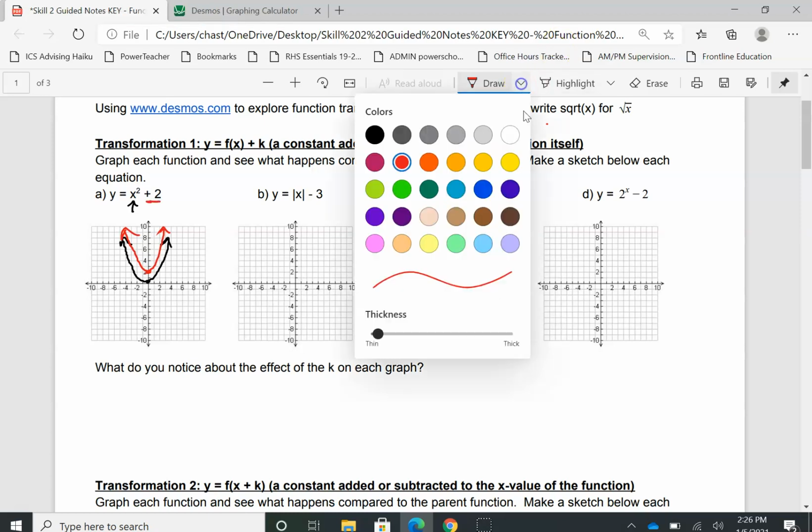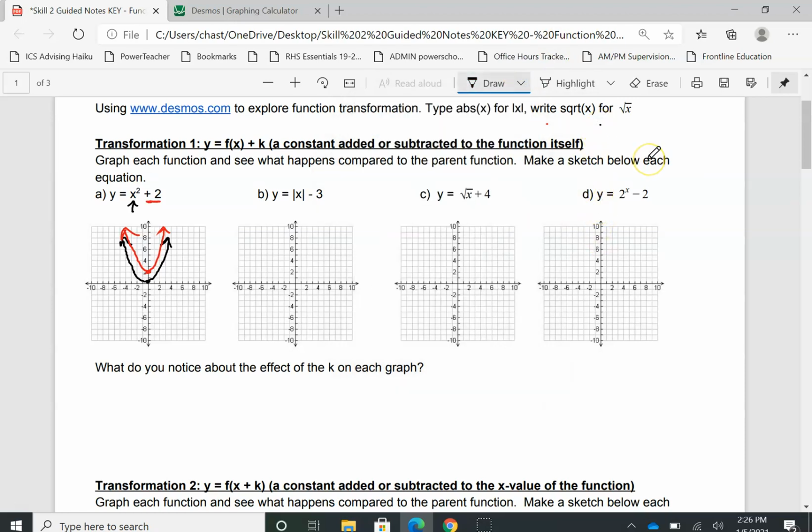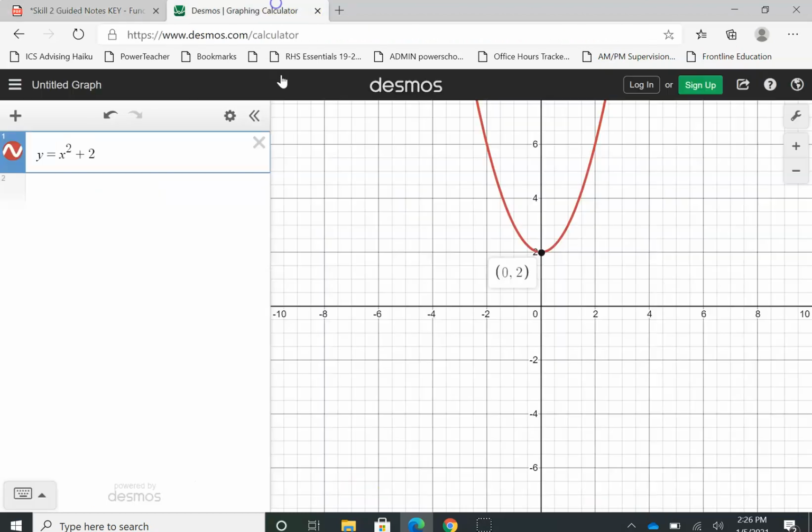Now for the next one, we have absolute value of x minus 3. Absolute value of x, you may remember, takes on more of a V shape. That's the parent function. And so now I want to see, well, what happens when we subtract 3? When I try to do absolute value equations on Desmos, I need to type in this phrase ABS to mean absolute value.